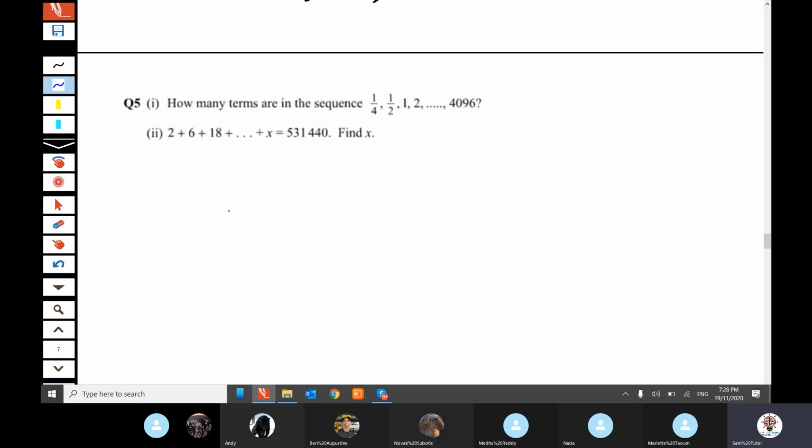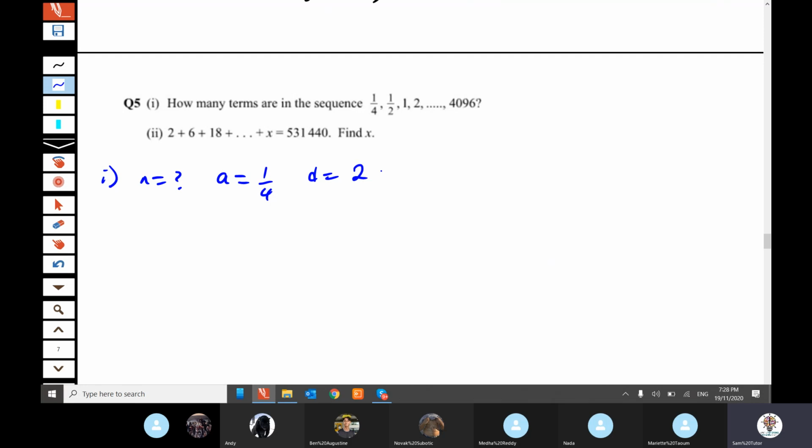How many terms are in this sequence? What letter are we trying to find now? n. So we're trying to find n. So that means you must have a. What is a equal to? A quarter. What does d equal to? 2.